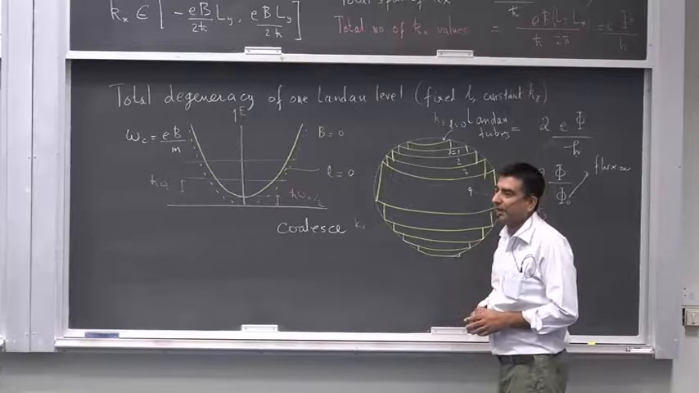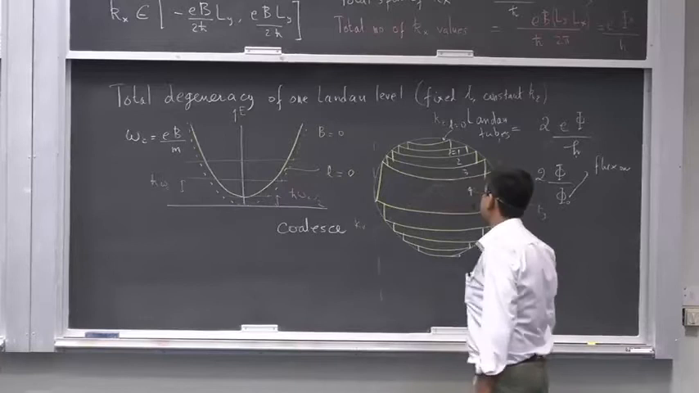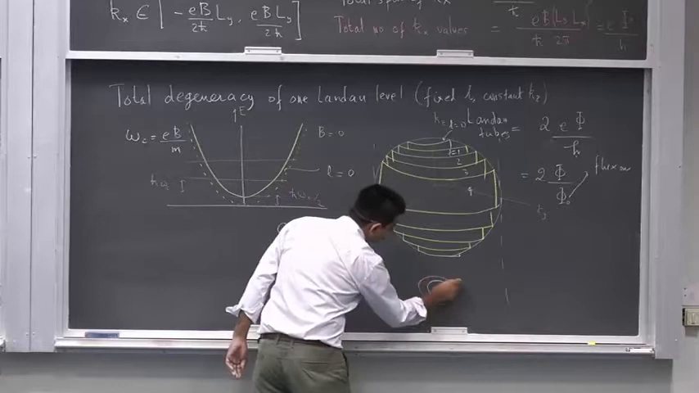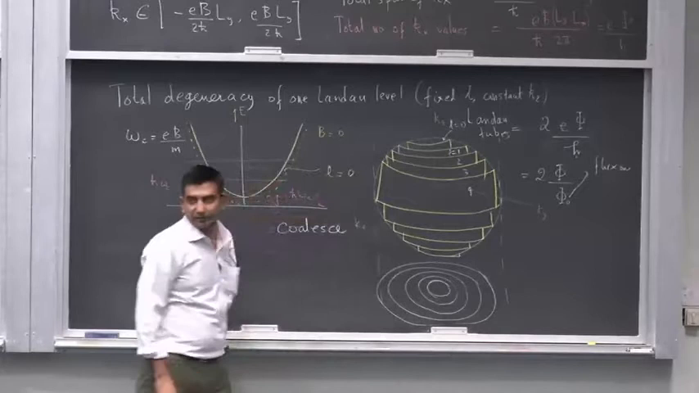And there's another way to look at this. If you project this structure onto the xy plane, you will get Landau tubes, right? The projection of the Landau tubes will look like circles in the xy plane. Now this is x, this is y.